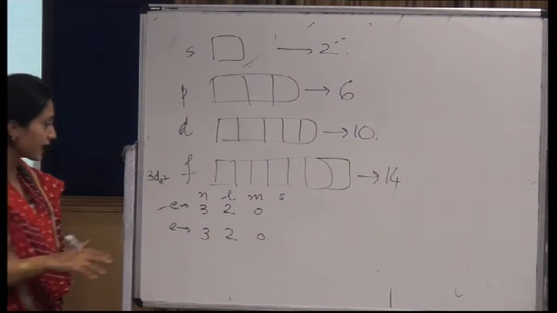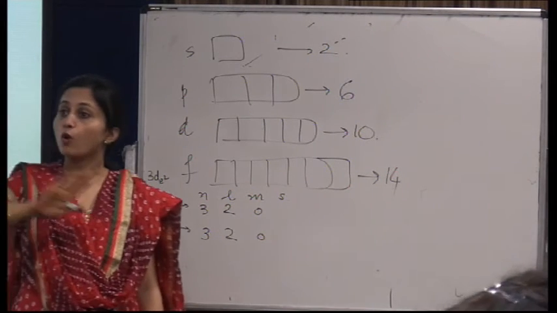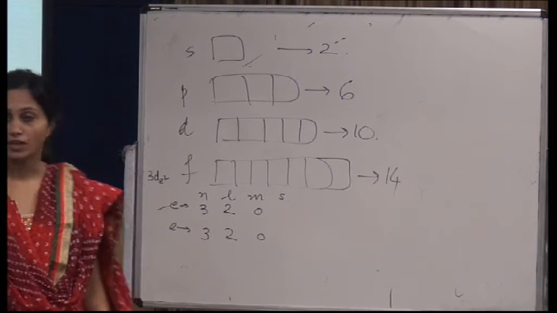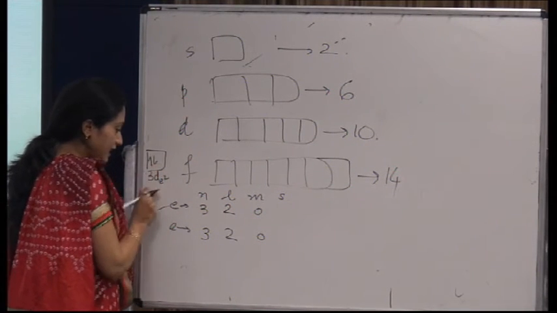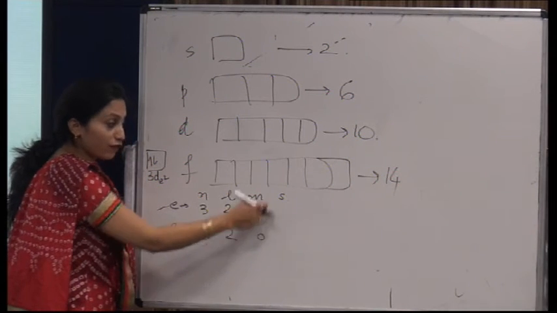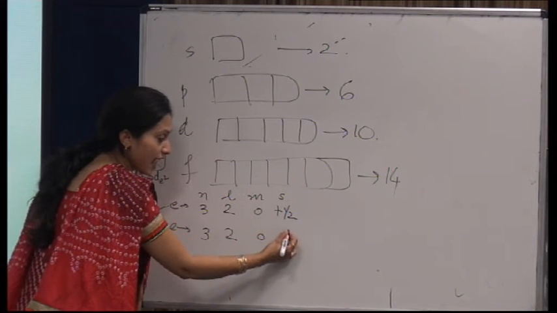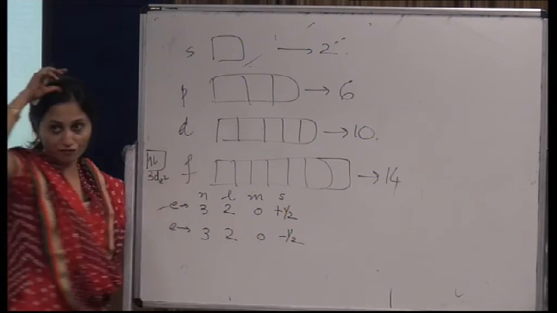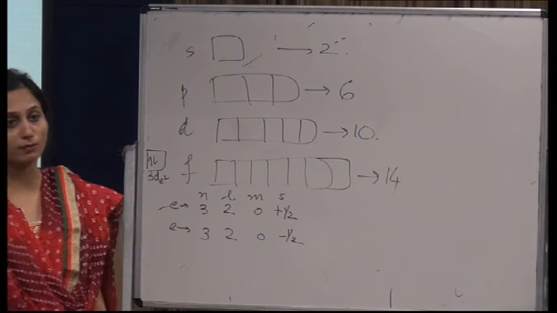So if Pauli's exclusion principle states that no two electrons can have all the 4 quantum numbers the same, then for the 2 electrons in 3dz square, they will have 3 quantum numbers the same. The fourth one will change. Why? Because one of them will be plus half and the other will be minus half. So no 2 electrons will ever have all the 4 quantum numbers the same.